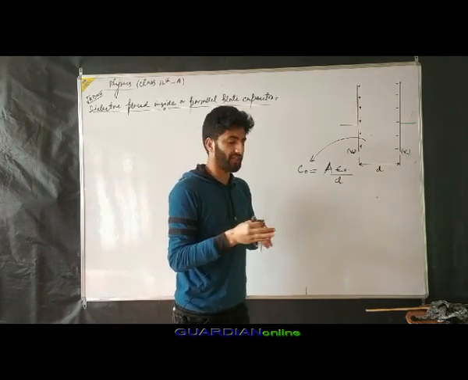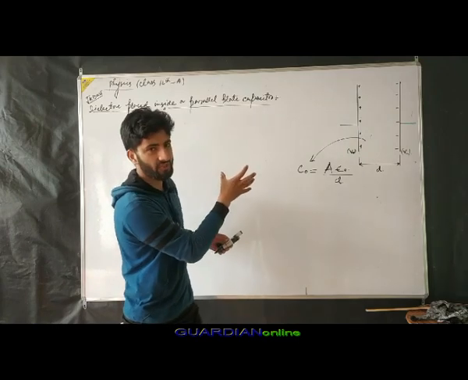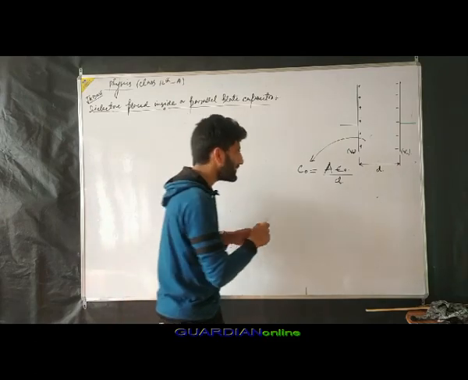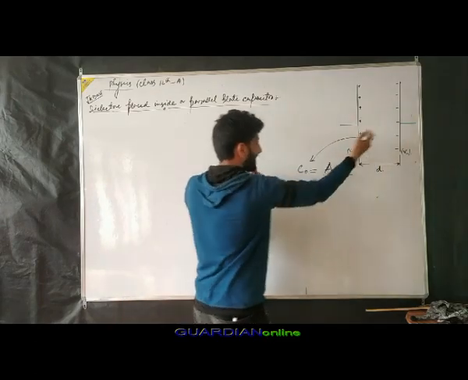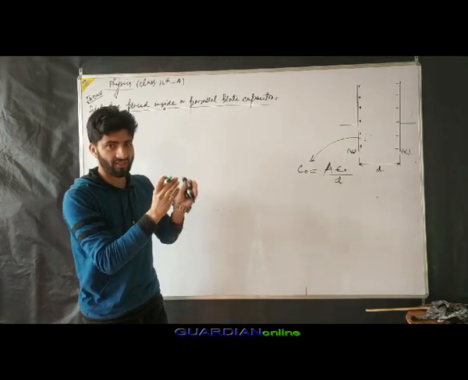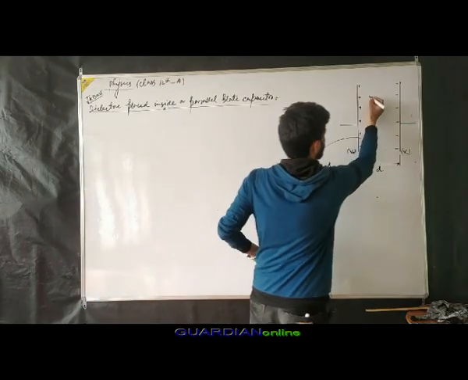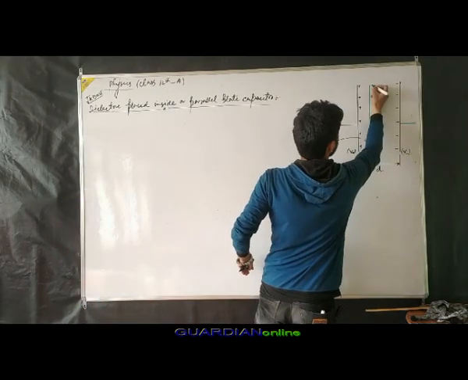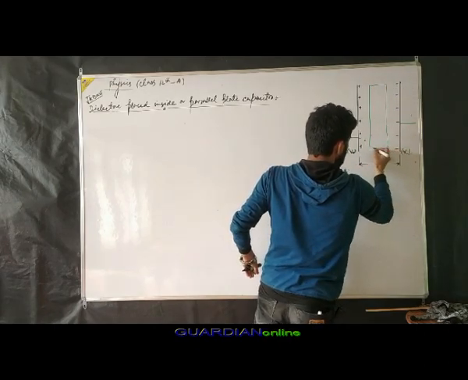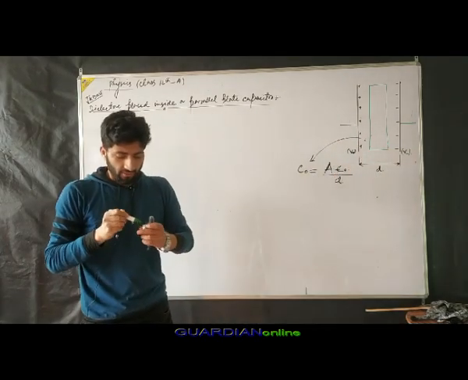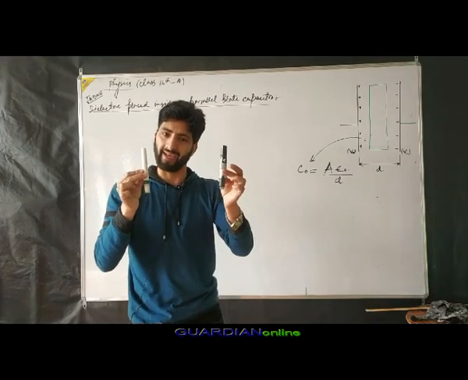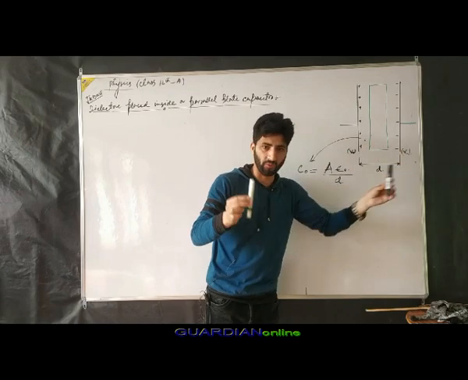Now in today's lecture we will look at a modification: what is the impact on the capacitance if we introduce a dielectric medium between the plates of the capacitor. Simply, suppose we introduce a dielectric medium of thickness T between the plates. For example, in a parallel plate capacitor, one plate is the positive plate and the other is the negative plate.